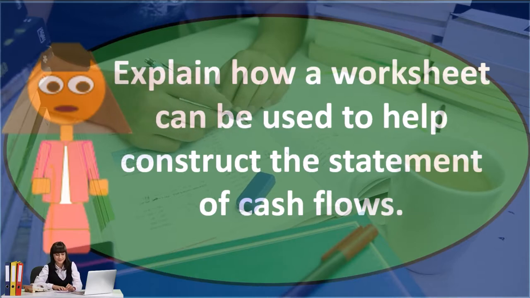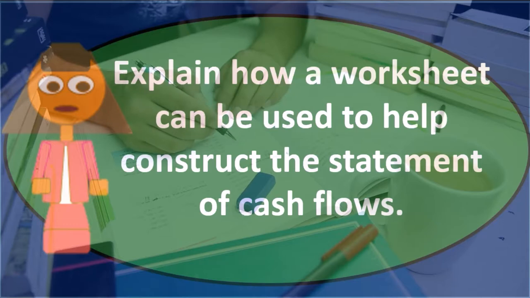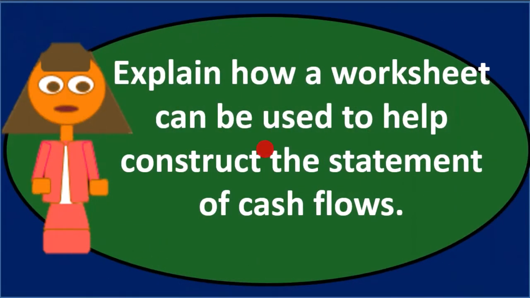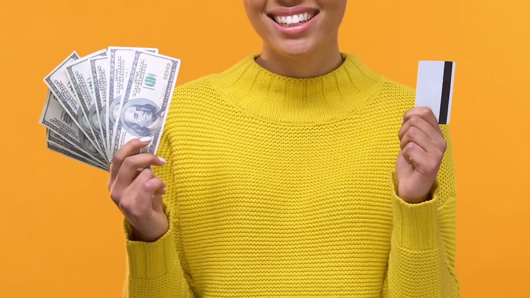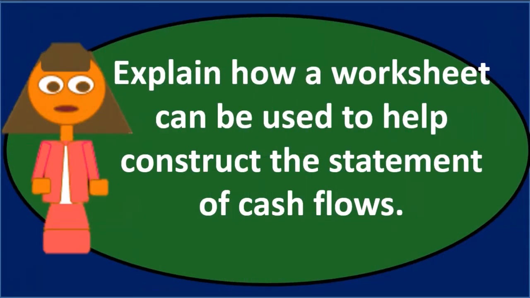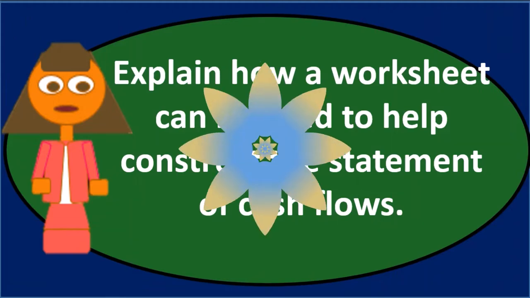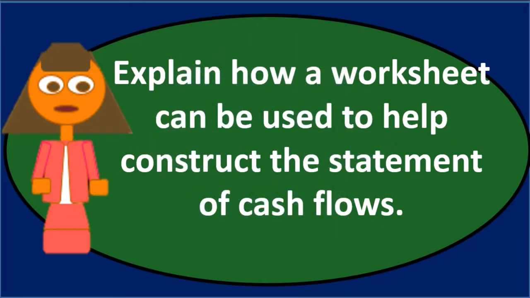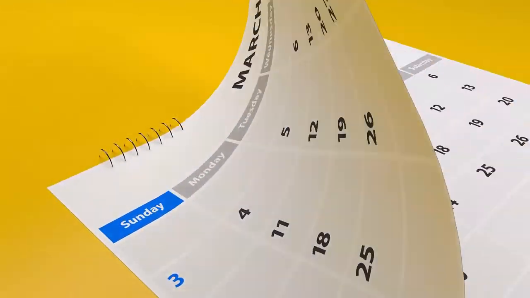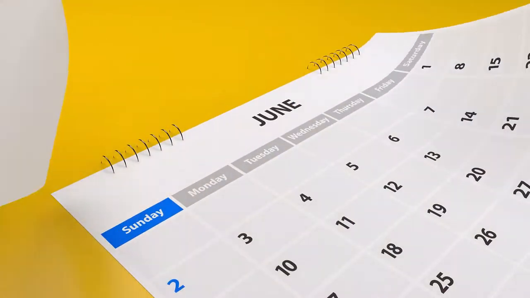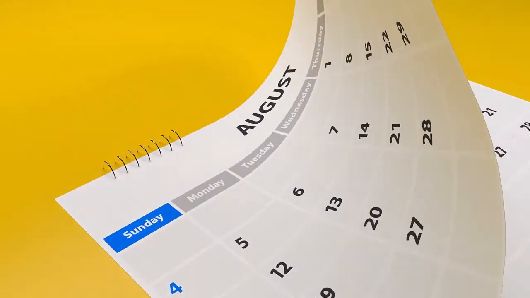Now, we could just take the comparative balance sheet and subtract out each account and use that as our worksheet. But it's nice to have a nicely formatted worksheet to create the statement of cash flows. Different people will format the worksheet a little bit differently, but they'll all have similar characteristics. At the very least, we're going to be taking the balance sheet accounts for the current period, the balance sheet accounts for the prior period, putting them side by side, and then taking the difference between those two accounts. That's what we're looking for.